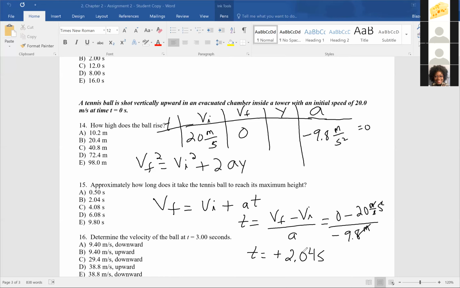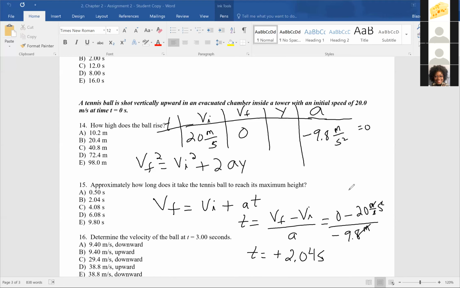Okay, so now determine the velocity of the ball at t equal 3 seconds. So they're saying at t equal 3 seconds, what's happened to the ball? Well, one thing you can see for sure is that if it takes 2.04 seconds to go up, clearly after 3 seconds it has to be doing what? Coming back down, right? But it says, what's the velocity?